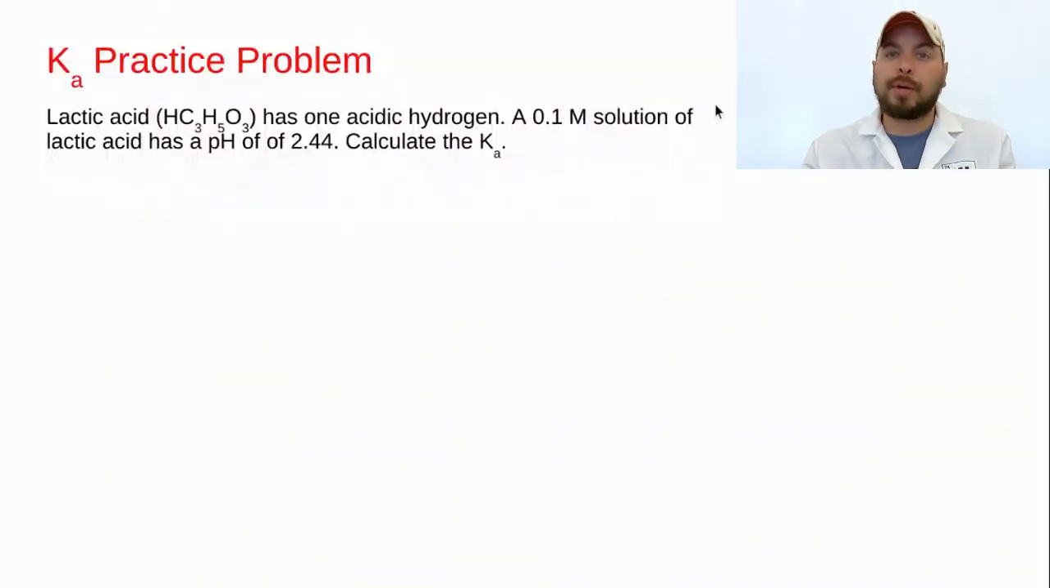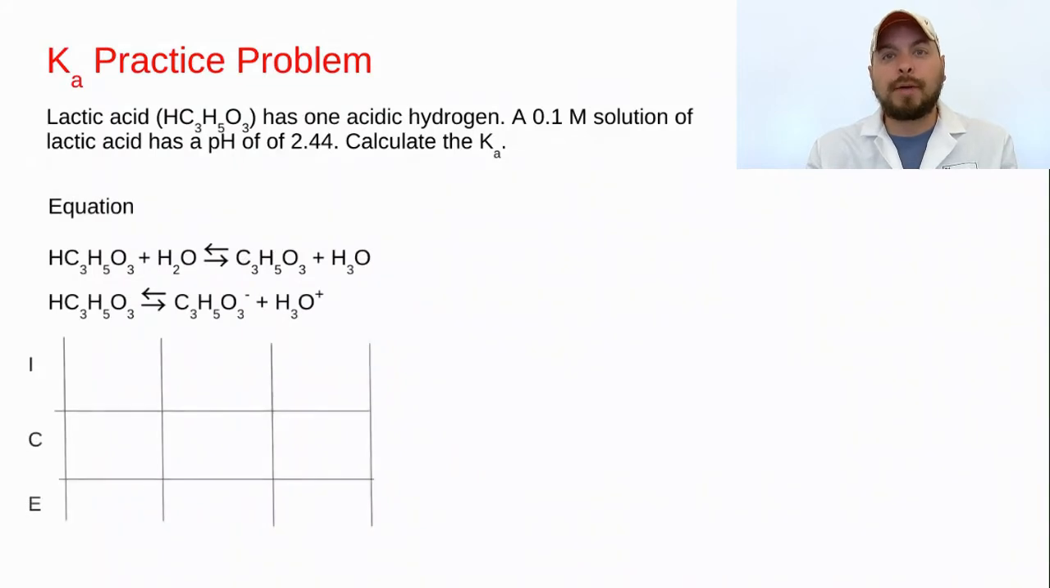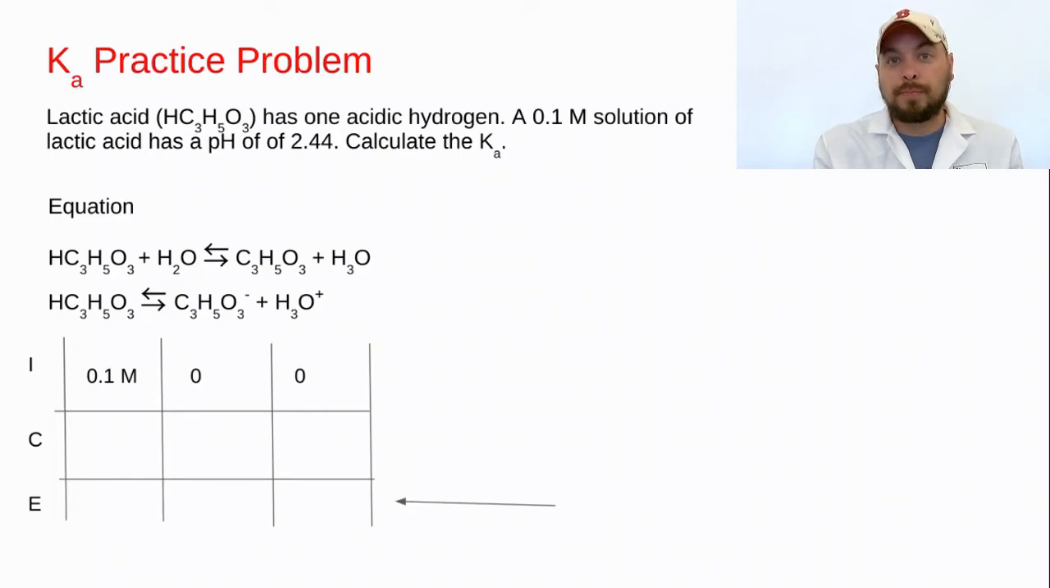All right, let's look at a practice problem. Here I've got lactic acid, a 0.1 molar solution. I know it has a pH of 2.44, and I need to use this to find its Ka value. I'm going to do this by setting up a RICE table. If I know the original concentration of my lactic acid was 0.1, that's going to dissociate by some amount, minus X, and the conjugate lactate ion and the H+ ion are both going to increase by X.